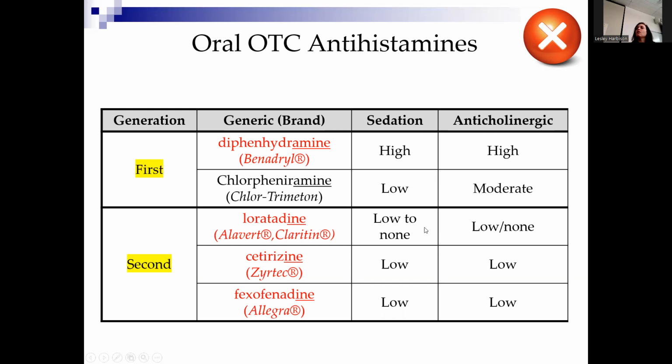And you can see everything with the sedation and the anticholinergic is lower. I still get very dry if I take something like Claritin. It still affects me quite a bit, so I tend not to if I can help it. Everyone's different, obviously.